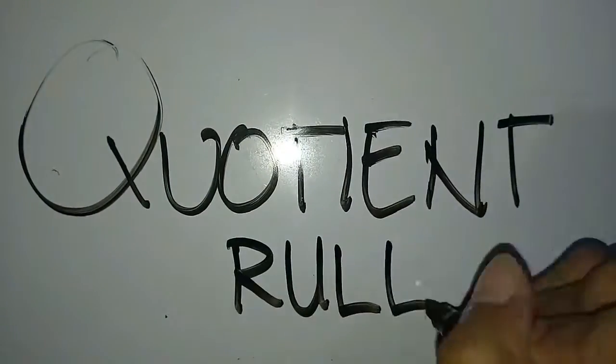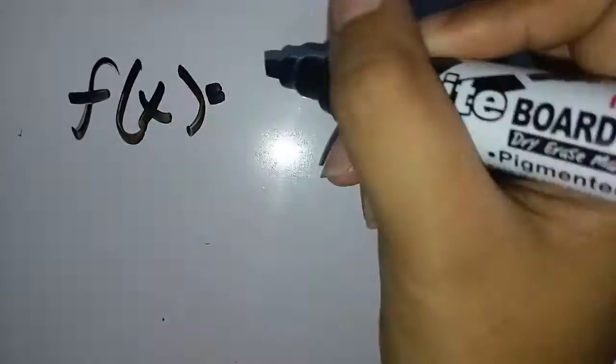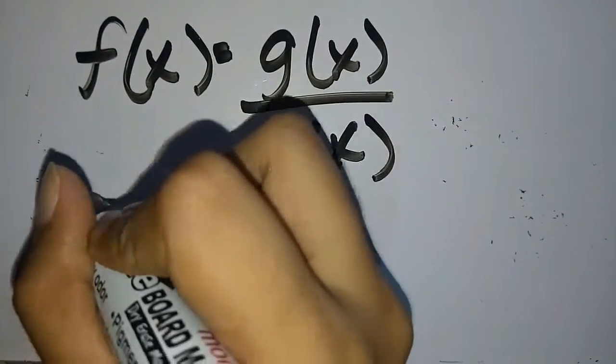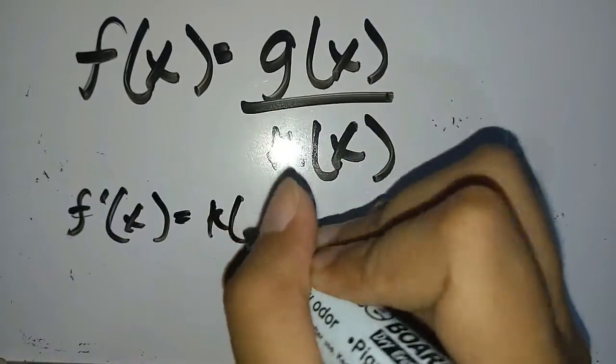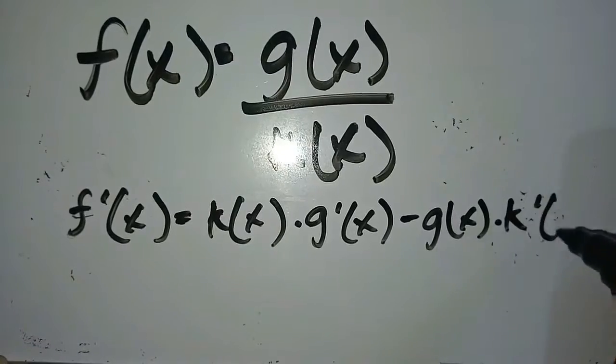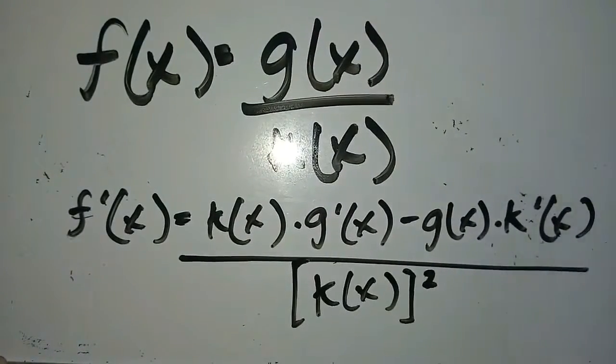The same goes for solving the quotient rule. In order to get the derivative of f of x equal to g of x over k of x, perform the rule whereas the prime of f of x is equal to k of x multiplied by the prime of g of x, minus g of x multiplied by the prime of k of x, over k of x squared.